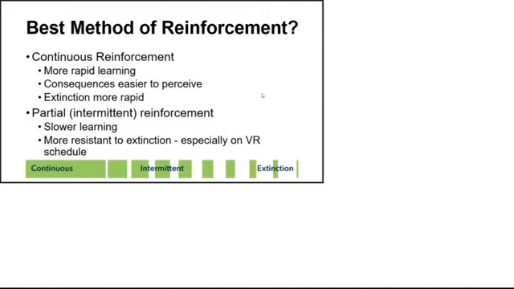Okay, and of course, this is the point where we ask, well, which one is the best method? Which one should we be using? And as always, the answer is it depends. So it depends on what you're aiming for. So if you're looking for really rapid learning, if you want something to be associated very, very quickly, continuous reinforcement is your best course of action.